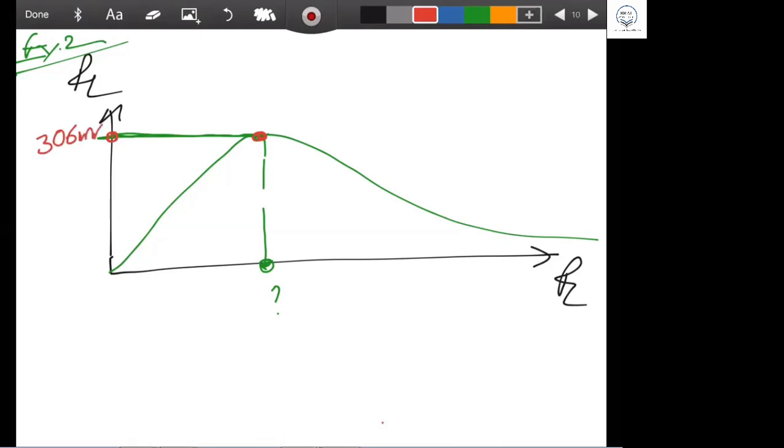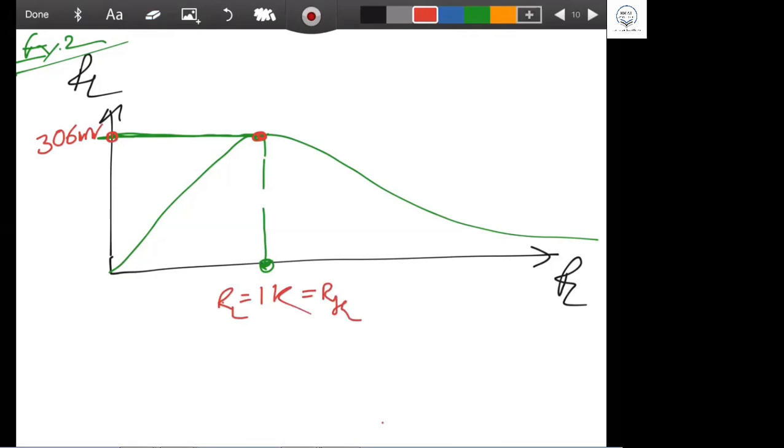At what resistance did you get it? 1K. Good. At 1K, you are getting 306 milliwatt. This is your RL, RL equal to R Thevenin. That is where we got the maximum power. For the graphical representation, you need to have a clear idea about it.